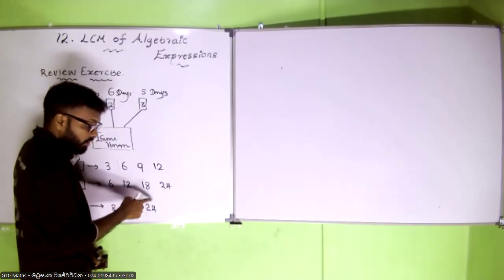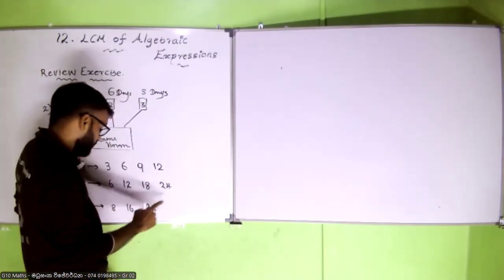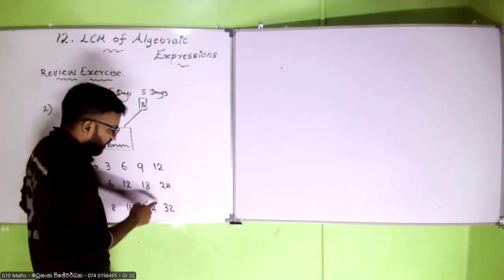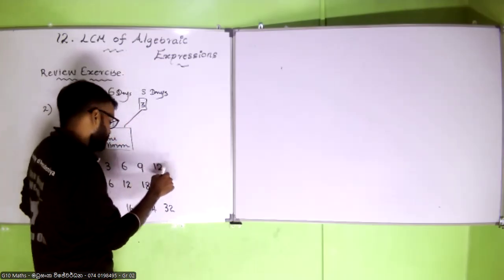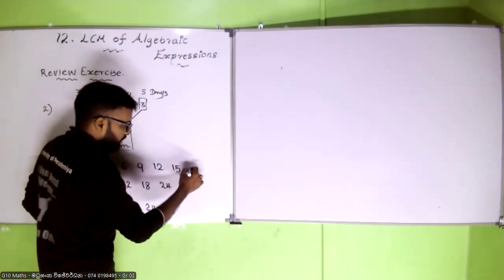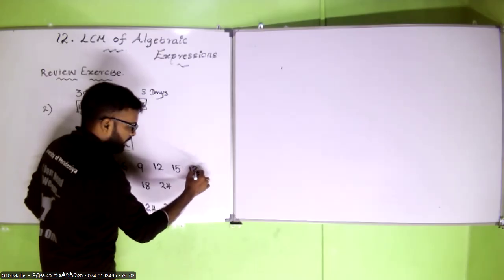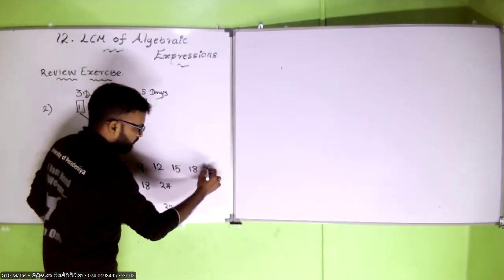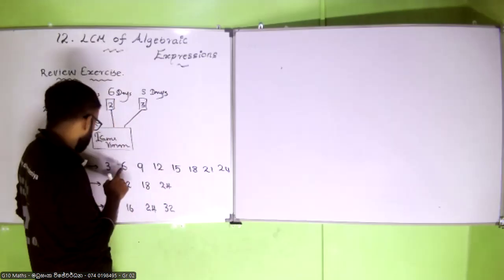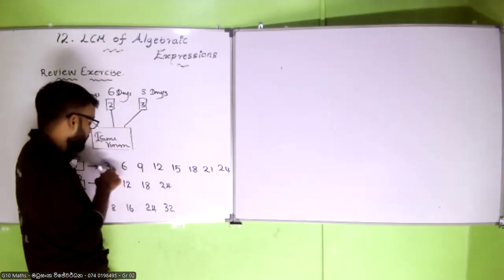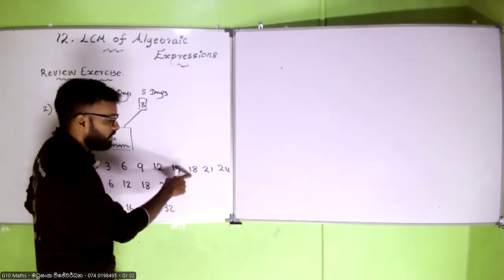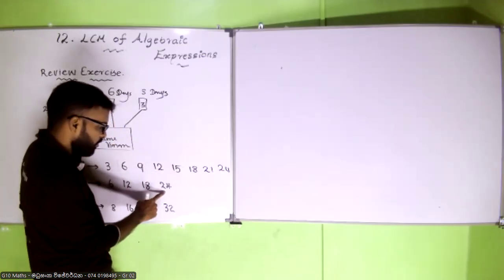Now here you have 24, and here you have 24. Let's go furthermore. This is 32. Then 12 plus 3, 15, then 18, then 21, then 24. These are the days the first van will come: 3rd day, 6th day, 9th day, 12th day, 15th, 18th, 21st, 24th. So this one is already 24.